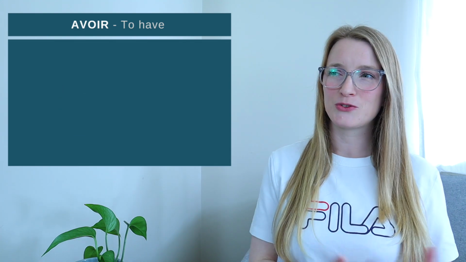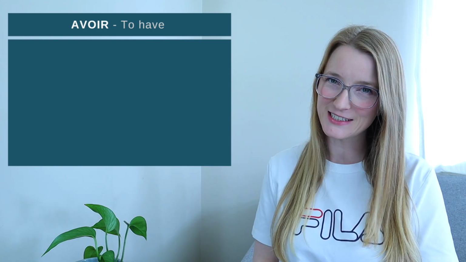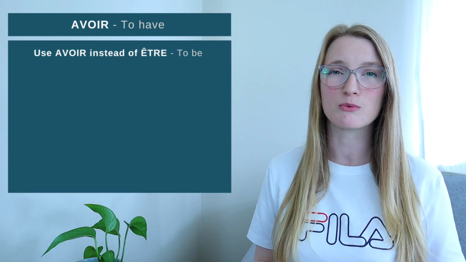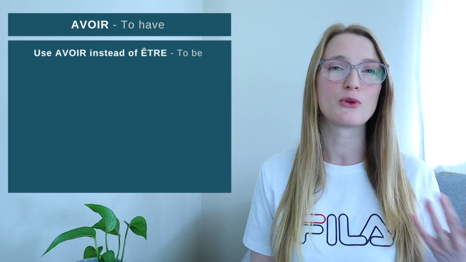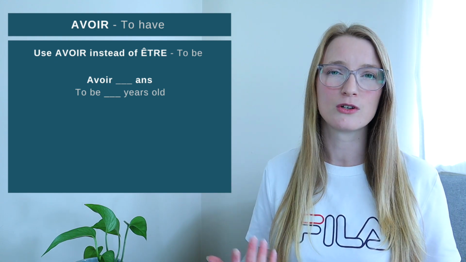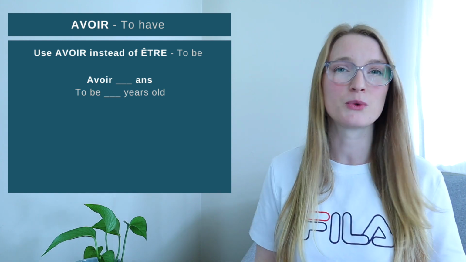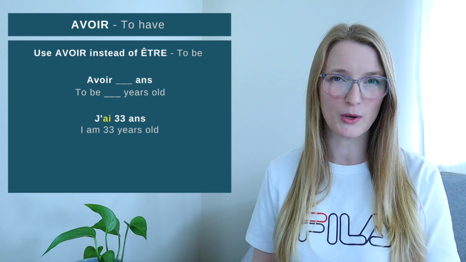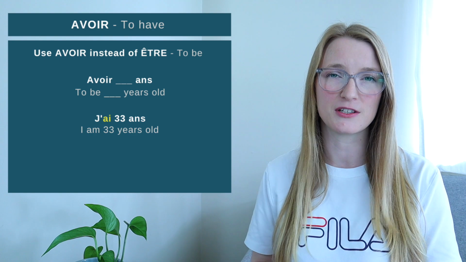Now if we see when to use the verb avoir. The verb avoir is a source of many mistakes, especially from English speakers. Because we use the verb avoir when you use the verb être, to be. We are going to see a few examples, but you have more in the book, okay? So for example, you can say avoir, en, to be, years old. So here, where in English we use to be, we use avoir, we use to have. For example, j'ai 33 ans. I am 33 years old.